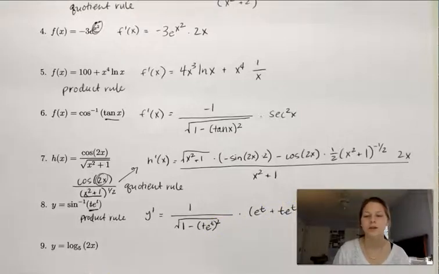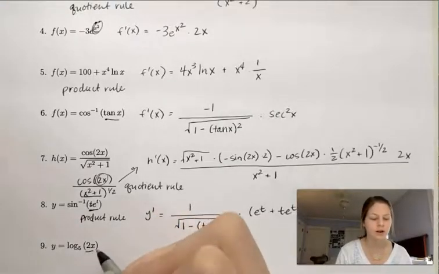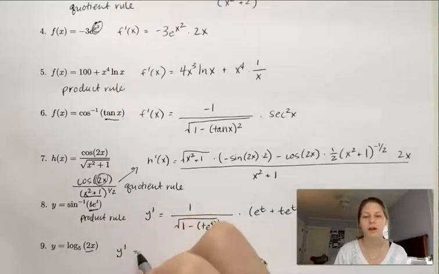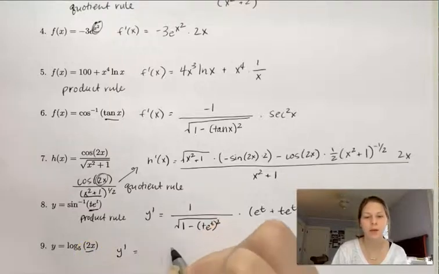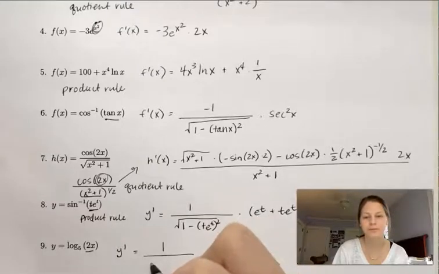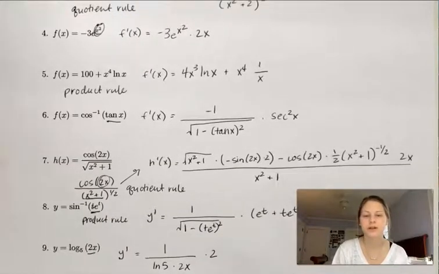So number 9 uses a rule that isn't used that often, which is log base a of x equals 1 over ln of a times x. And so here we have log base 5, and since there's a 2x here, we also have to use the chain rule. So we'll get y prime equals 1 over ln of 5 times x, which in this case is 2x. And then because of the chain rule, we'll multiply this by 2. So that's the end of the first page.